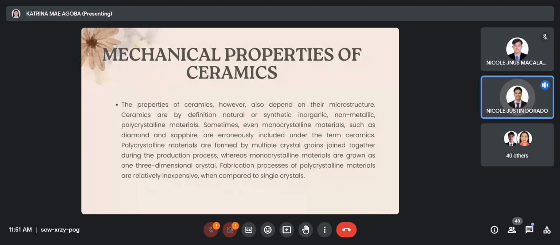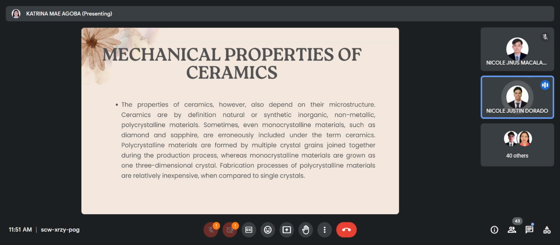So, mechanical properties of ceramics. The properties of ceramics, however, also depend on their microstructure. Ceramics are by definition natural or synthetic inorganic non-metallic polycrystalline materials. Sometimes even monocrystalline materials such as diamond and sapphire are erroneously included under the term ceramics.